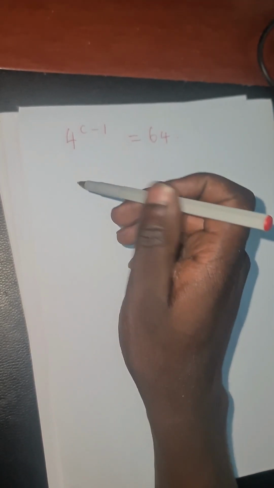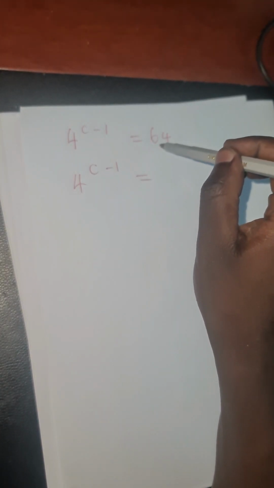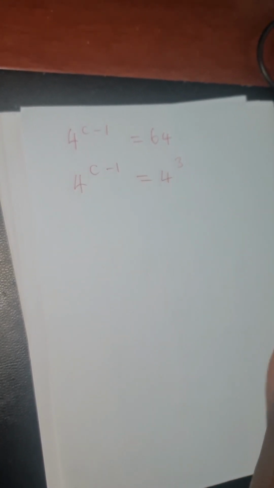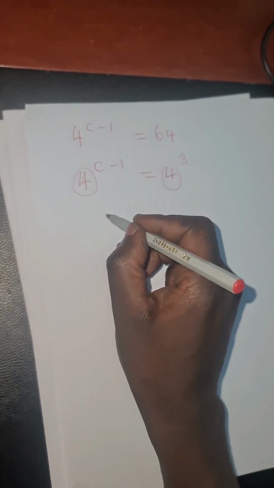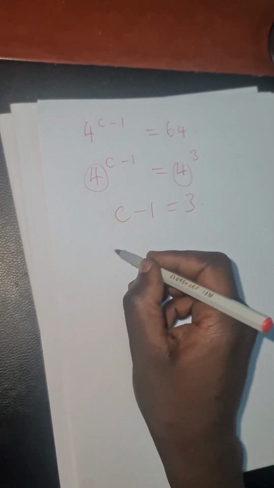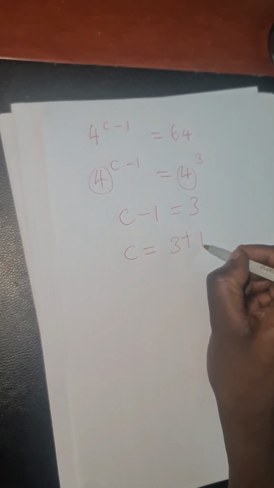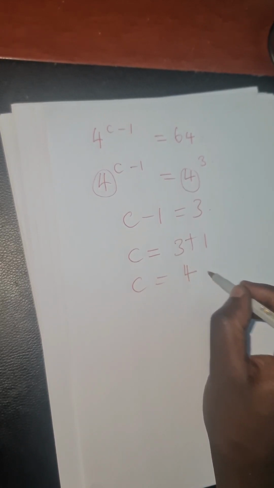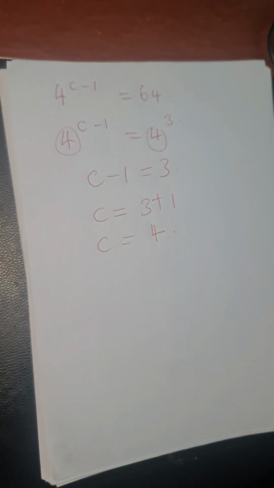Okay, let's work another one. 4 to the power c minus 1 is equal to, let's say, 64. Do we have a 4 to the power something so that we can get 64? Oh yes, we do. 4 to the power 3. So these are now equal, you just leave them out. c minus 1 is equal to 3. We get c is equal to 3 plus 1. You work this one the equation way. c is going to become 4, just like that.